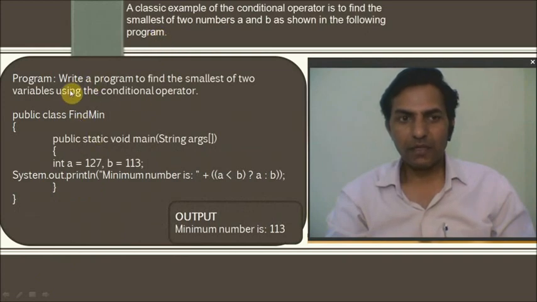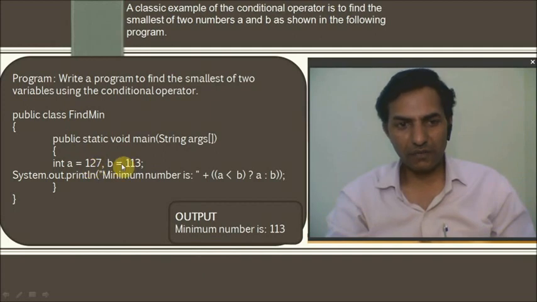Now, with an example I am helping you to write that program. Write a program to find the smallest of two variables using the conditional operator. In this, I will use a class name. In that, I will set two values: a is equal to 127, b is equal to 113. Now, System.out.println, I have given "minimum number is" in double quotation marks. Then I use the ternary operator, that is the conditional operator.